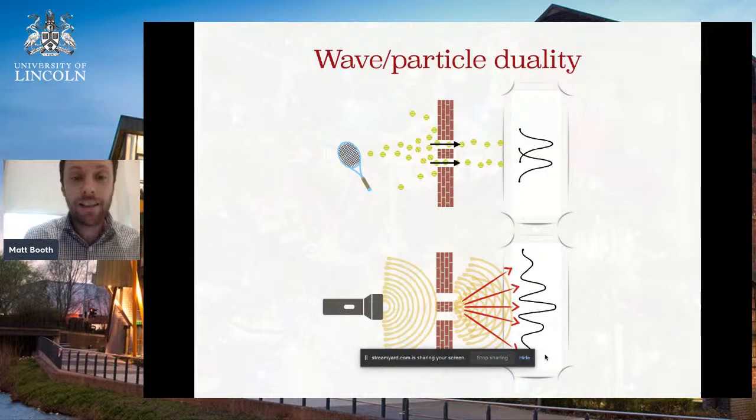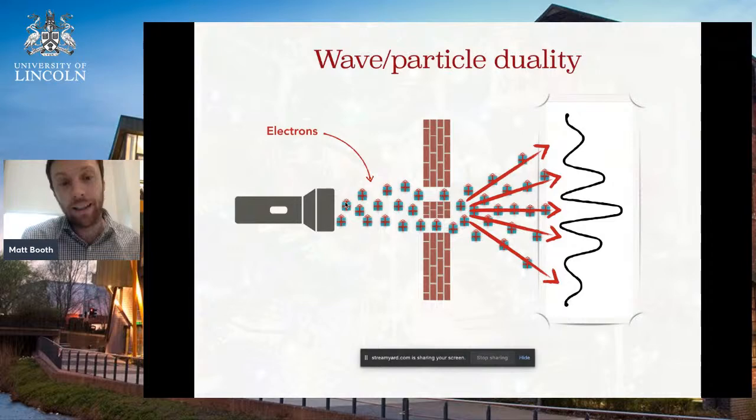So when we fire electrons, which we used to think of as particles, through a double slit, we actually see an interference pattern. We actually do this experiment with our second year students here at Lincoln. We do an electron diffraction experiment where they direct an electron beam through a graphite crystal, and they see the interference pattern, and from the interference pattern they can calculate the lattice spacing of the graphite. So this really is a measurable effect.